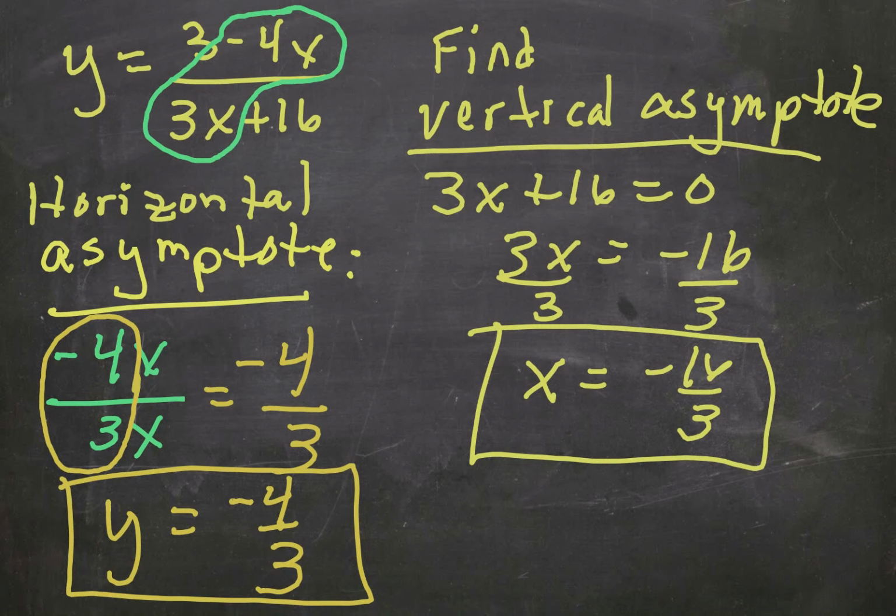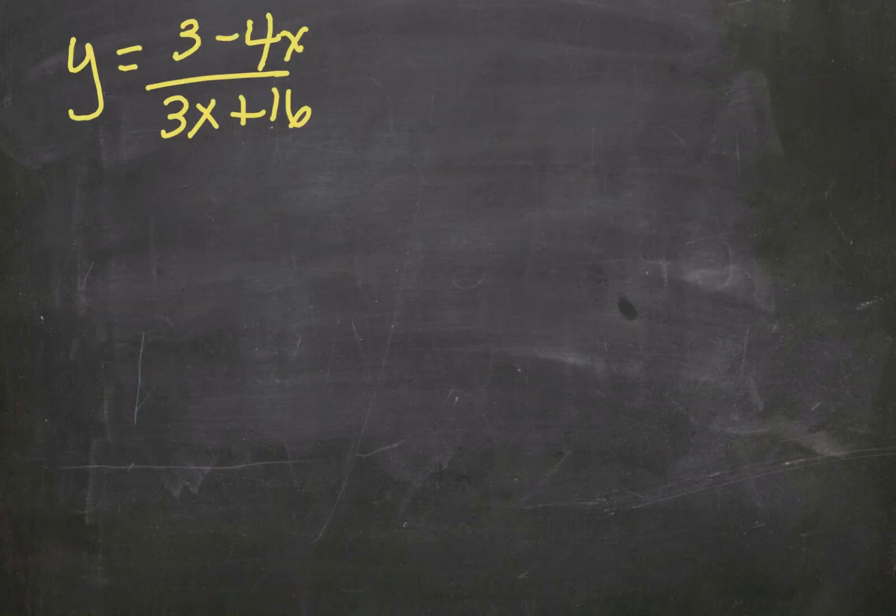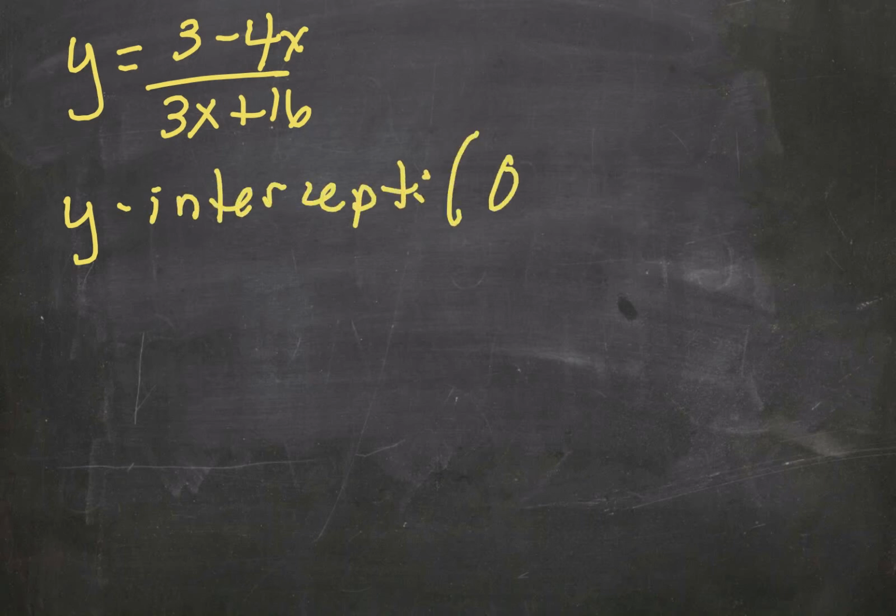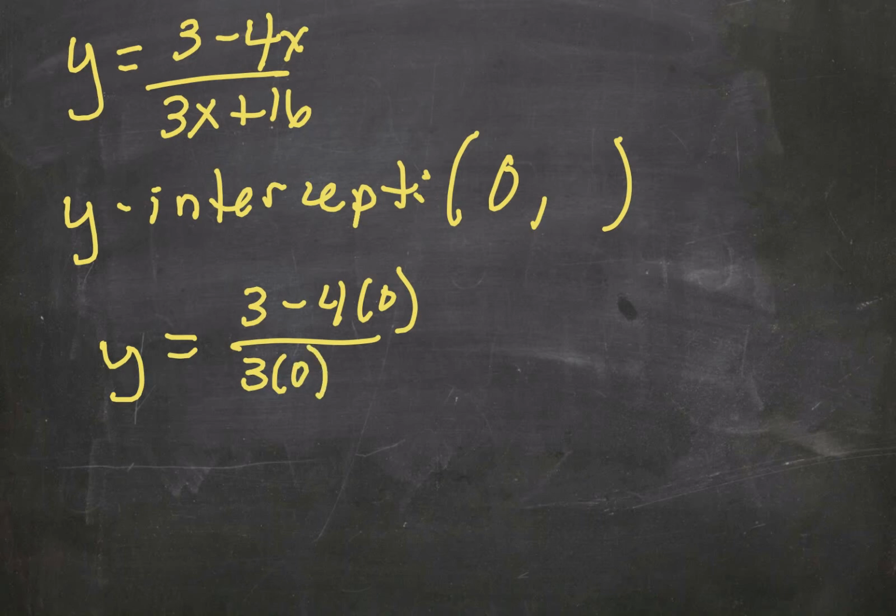Now we want to look at the x and y intercepts. So let's go to the next page, and let's find our y-intercept. And remember, what's your y-intercept? Your x is 0. So I'm going to plug 0 in for my x and see what I get for my y. So when I do that, and this is actually pretty nice because that cancels, that's 0, and I ended up getting 3 over 16. So that would be my y-intercept: (0, 3/16).